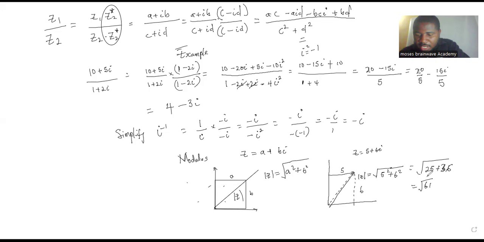Now, in the next class, we are going to be looking at how to convert argument to principal argument. We're going to be finding all this, using all the strategies available to simplify other parts of complex numbers.